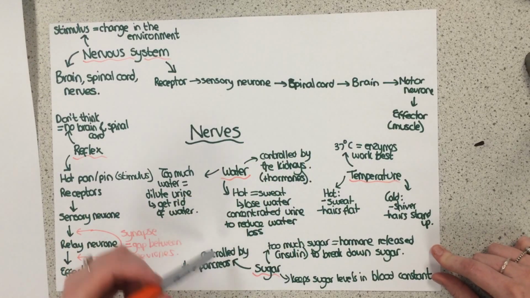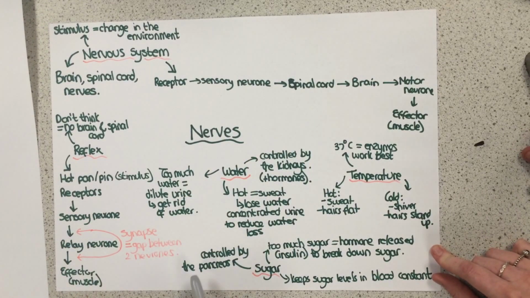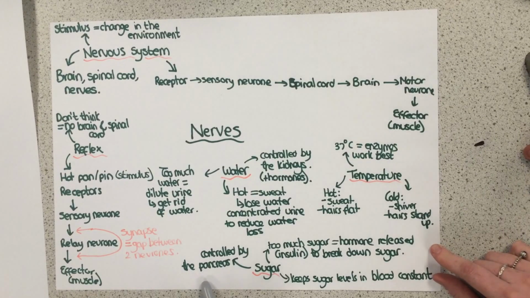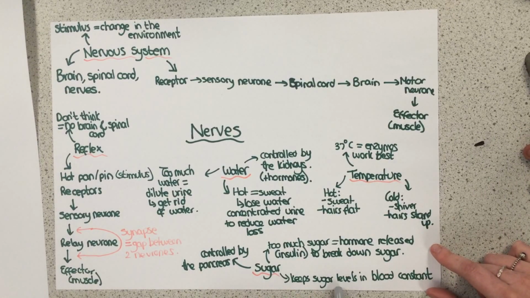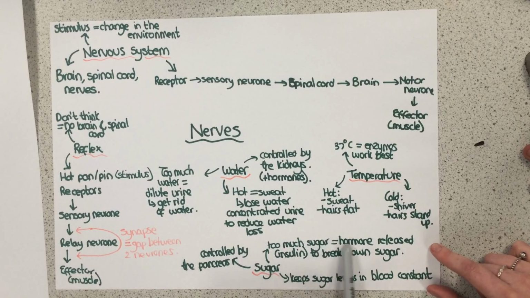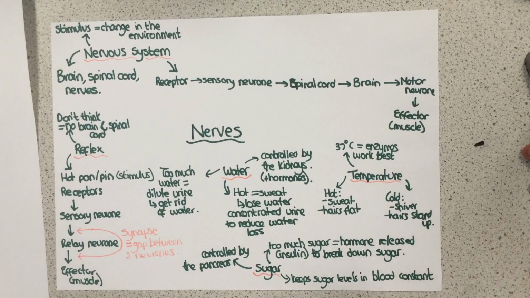Lastly, the nerves are in control of your sugar levels. This is controlled by hormones and the pancreas. Your pancreas works really hard to keep your sugar levels in the blood constant. Too much sugar means a hormone will be released to break down that sugar and therefore keep your levels constant.